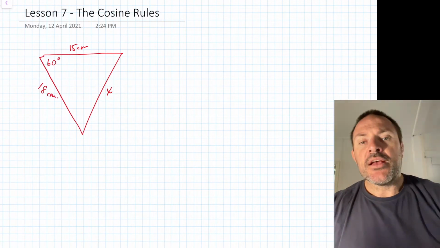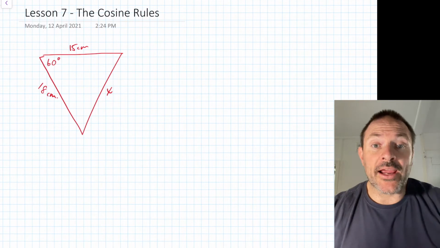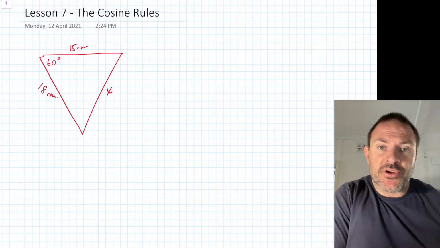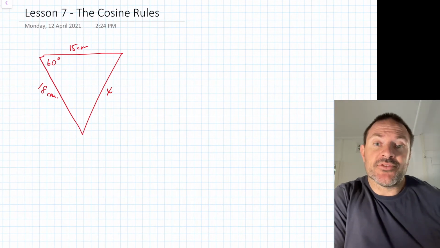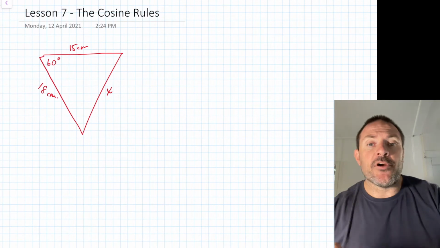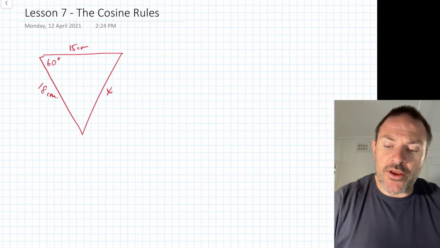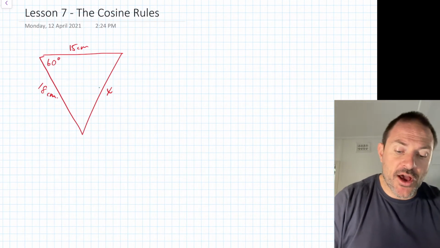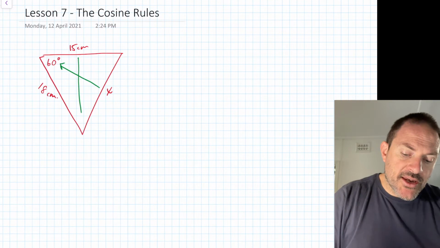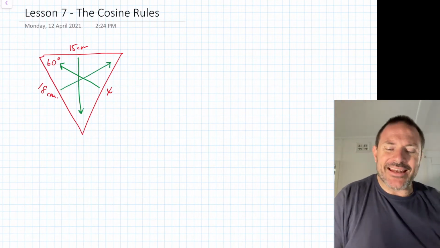Our process should always be: is my triangle right angled or not? If it's right angled, then we can use our right angle trig ratios, SOHCAHTOA: sine, cos, tan. If it's not right angled, the very first thing we look for is the sine rule, as we did last lesson. The sine rule would be saying, I've got a side and an opposite angle. Yes, that works out. I've got a side and, oh, that doesn't work.